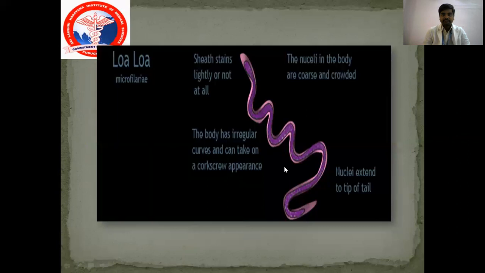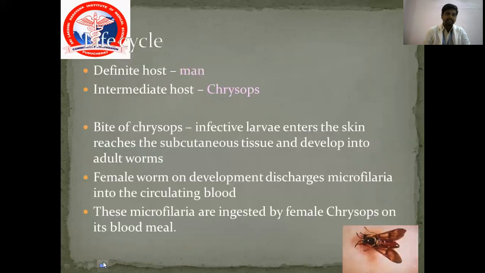Loa loa: you can see this is the larval form with the extended tail, sheath, stain, etc. Life cycle: the definite host is man, the intermediate host is Chrysops, and with the bite of the Chrysops, the infected larva enters. It is like a housefly. The infected larva enters the skin, into the subcutaneous tissue, and develops into the adult form. The female worm, once developed, discharges microfilariae into the circulating blood. These microfilariae are ingested by the female Chrysops during its blood meal.